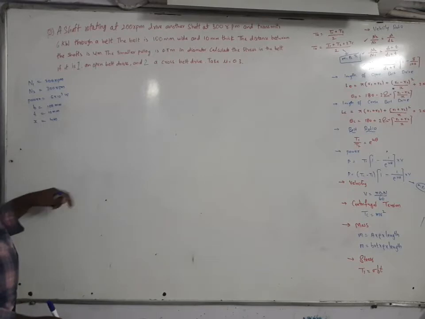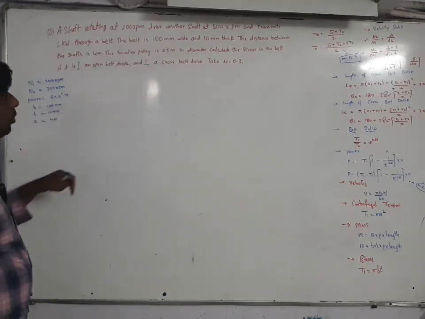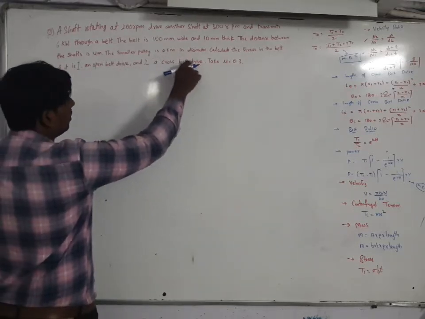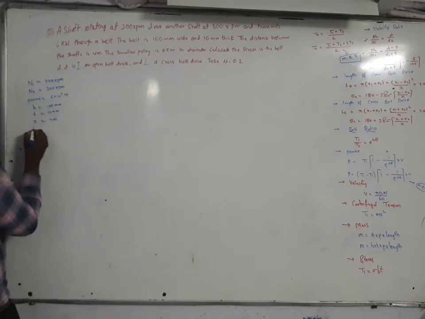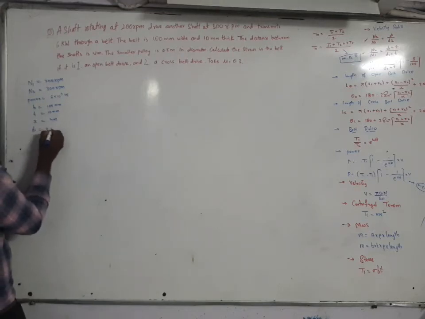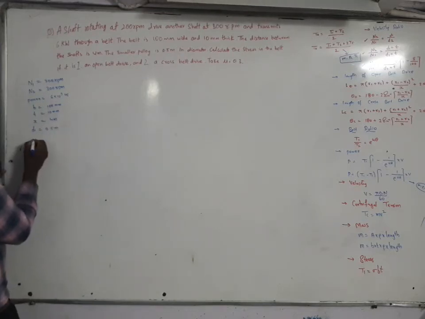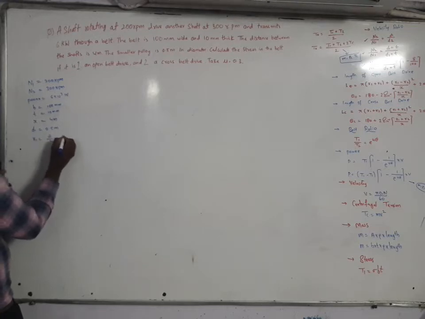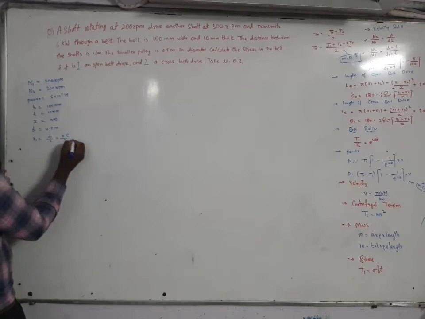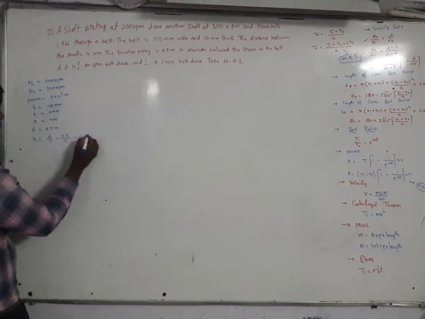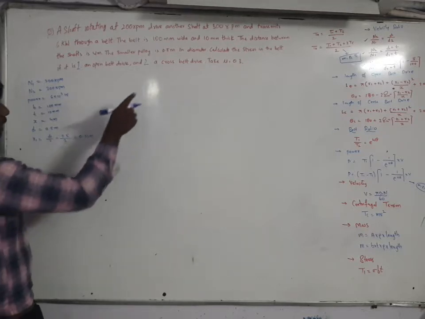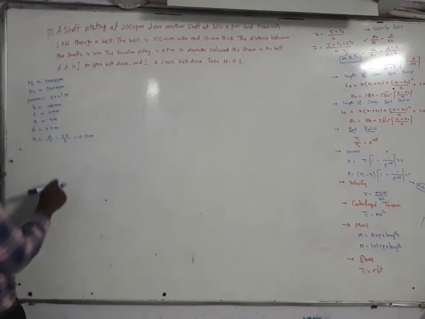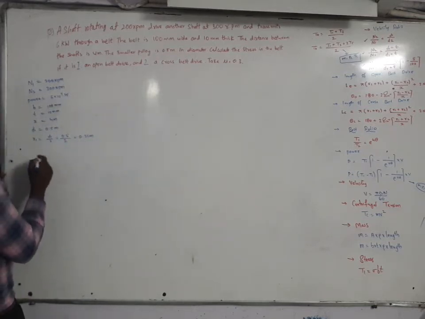The smaller pulley is 0.5 m in diameter. D1 is equal to 0.5. Already it is given in diameter. So R1 is equal to D1 by 2. D1 is equal to 0.5, so R1 is equal to 0.25 meter. Calculate the stress in the belt. He is asking to find out the stress in the belt.